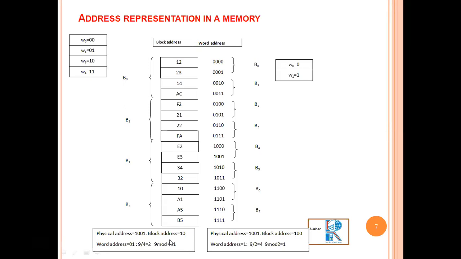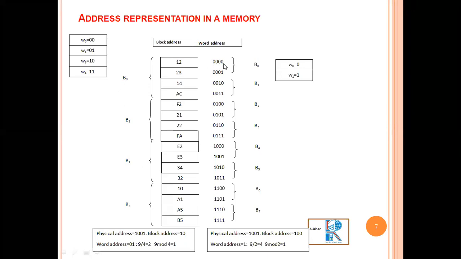In the left hand side, the logical division, each block contains 4 words. Previously, on the right hand side, it was 2 words; on the left hand side it is 4 words. What is the number of bits required to address each word? 2 bits, because 4 words means 00, 01, 10, 11.